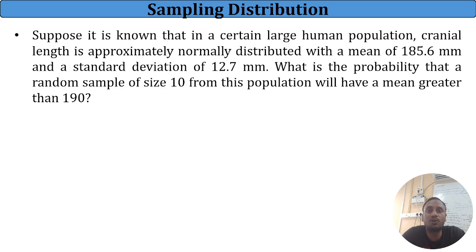Suppose that it is known in a certain large human population that cranial length is approximately normally distributed with a mean of 185.6 mm and a standard deviation of 12.7 mm. What is the probability that a random sample of size 10 from this population will have a mean greater than 190? Can anyone just try to solve?